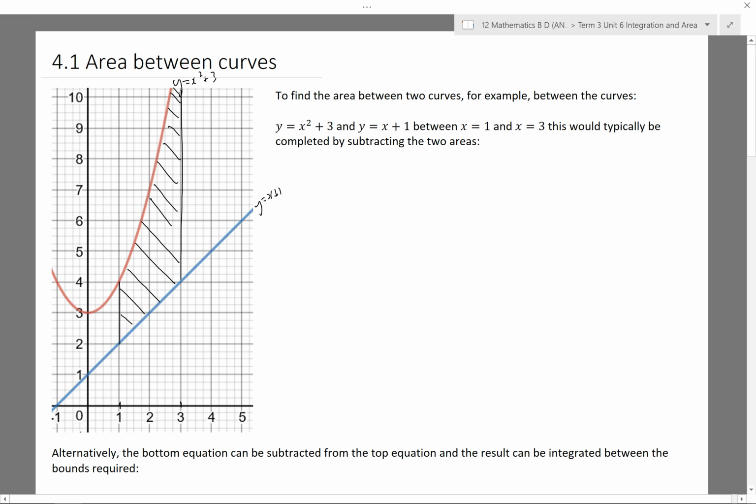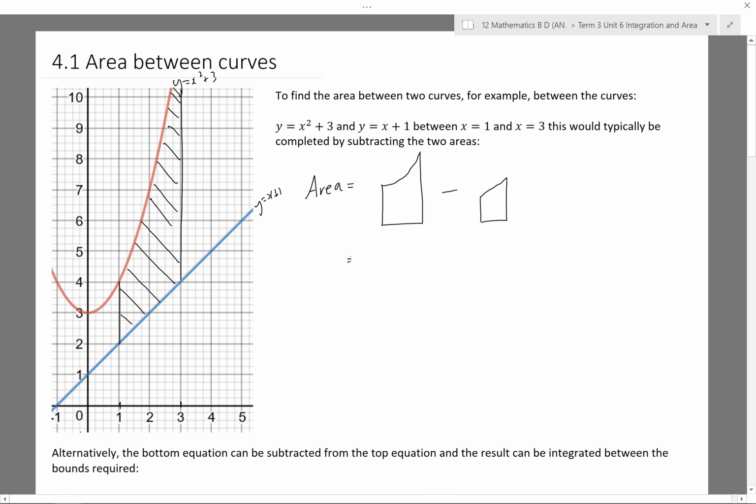If I was trying to do this just geometrically, the way I'd think about this would be, alright, I'm going to find the area underneath the parabola, underneath that big curve. And then I'm going to subtract the area underneath the straight line. And that should give me the shaded area.